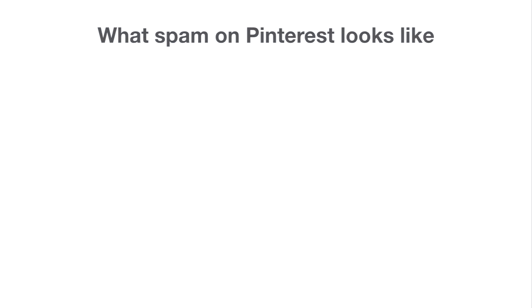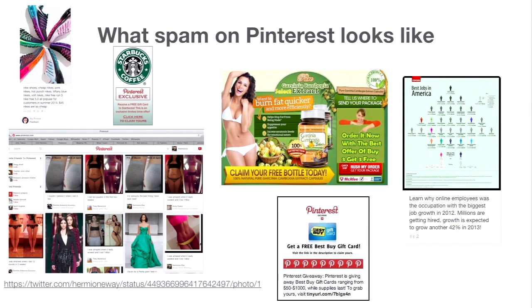Every platform is a little bit different. Email spam is going to look a little bit different than social network spam, which is going to look a little bit different than Pinterest spam, which looks like this. So you've got examples of, how does this work?